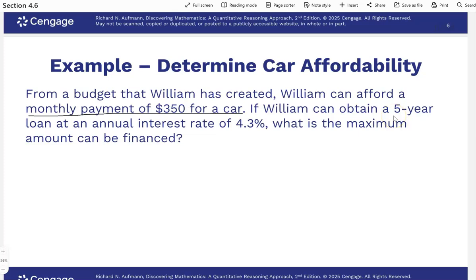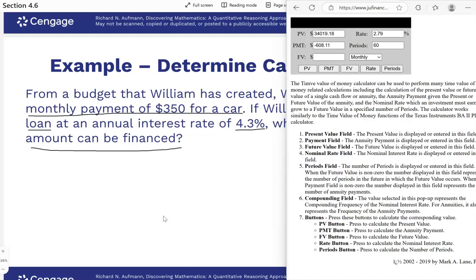as his max. If William can attain a 5-year loan at an annual interest rate of 4.3%, what's the maximum that he can finance? So we know a monthly payment, we know an interest rate, and we know that this is going to be a 5-year loan. So let's figure out what his monthly payment's going to be. Let's figure out how much car he can afford.